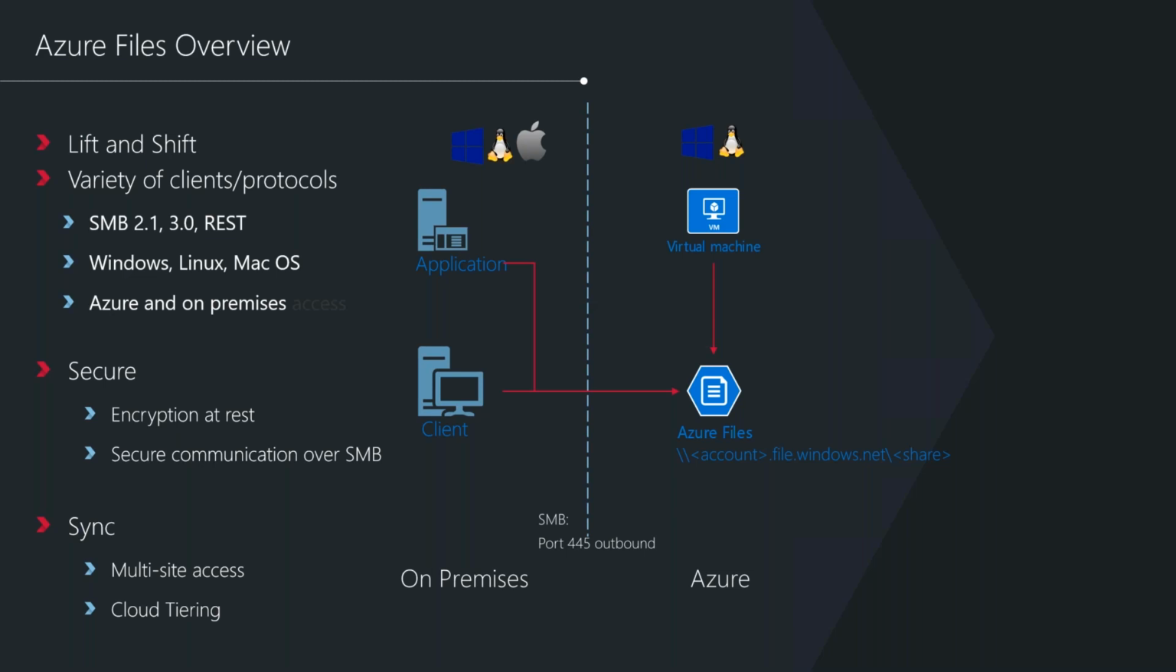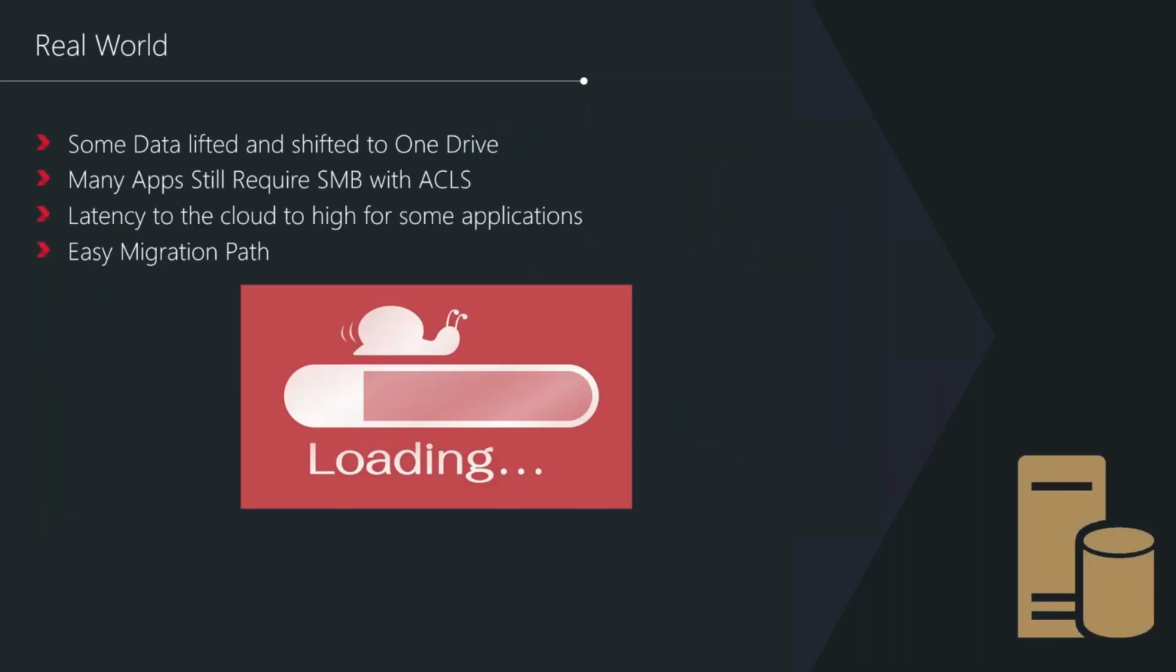What we've got built on top of Azure Files is Azure File Sync. And this is really what we are seeing as the most popular use of Azure Files. The reason for that is primarily the SMB ACL support that we still need for a lot of applications. So what are people doing in the real world? They still need the ACL support.